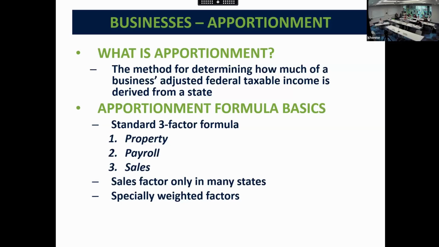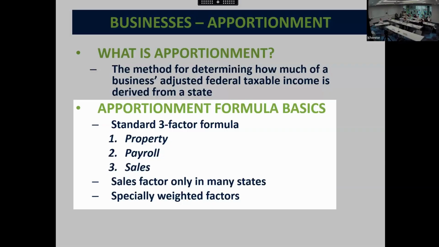Okay. So apportionment is how we figure out what piece of our total income is attributable to all these different states. So we've already figured out where we need to file based on where we have our property and payroll and factor presence nexus and all that stuff. So then the question is, how much of our income is taxable to those states that we have to file in? And that's where apportionment comes in.